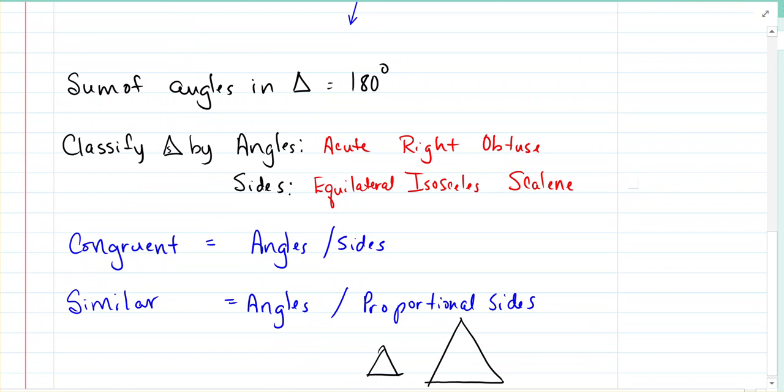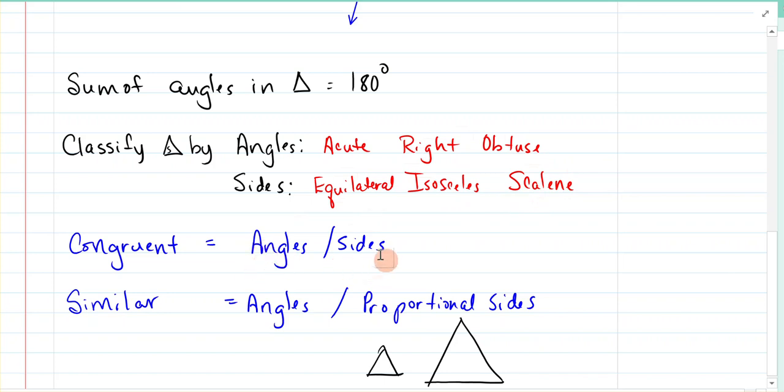We also need to remember that the sum of any angles in the triangle, if you add them all up, is 180 degrees. And we classify triangles by angles sometimes. So we've got acute triangle, right triangle, obtuse triangle, or by the sides. How many sides are equal? If all three are equal, it's an equilateral triangle. If two of them are equal, we have isosceles. And if none are equal, we have a scalene. So those are ways to classify triangles.